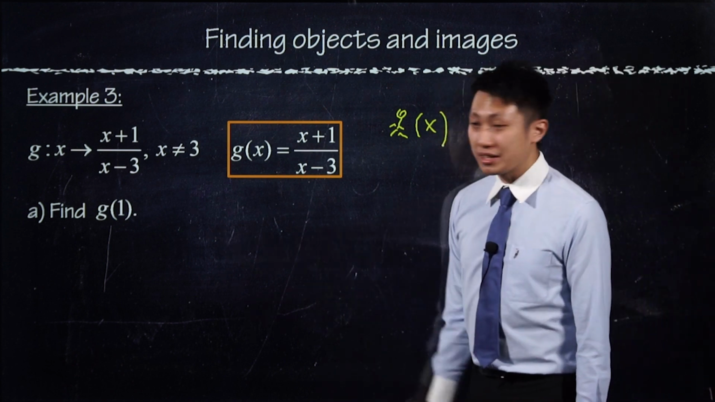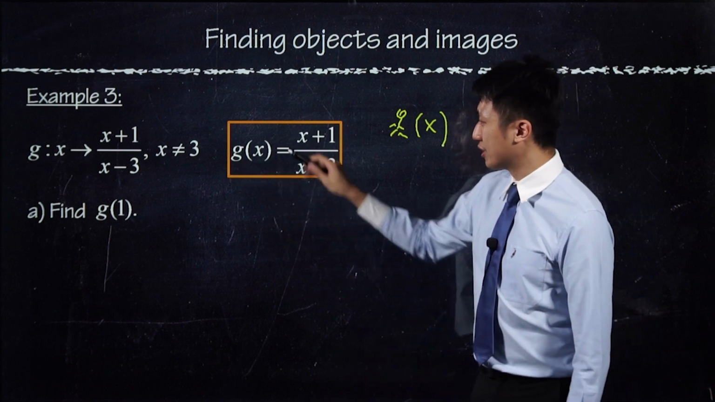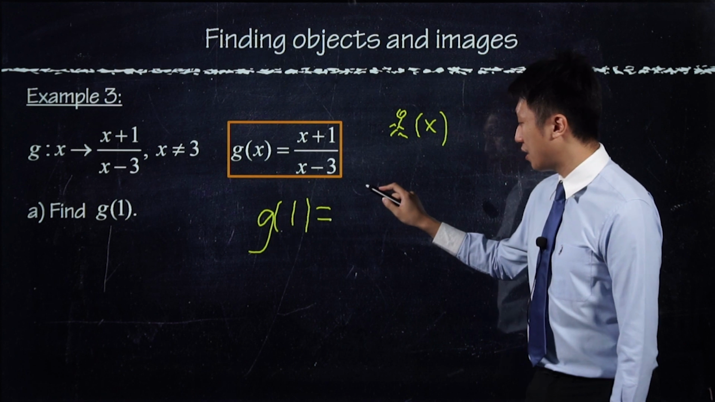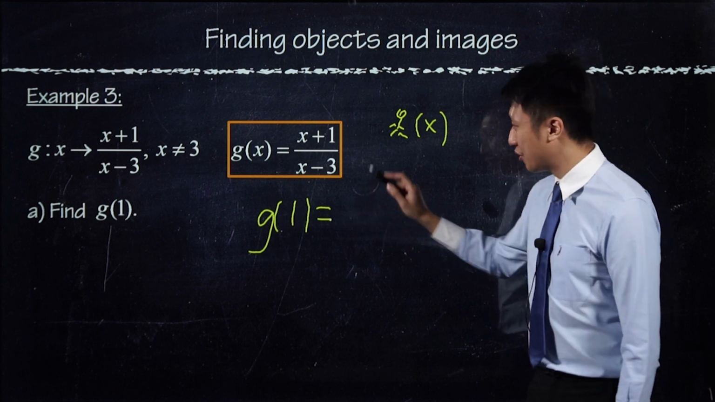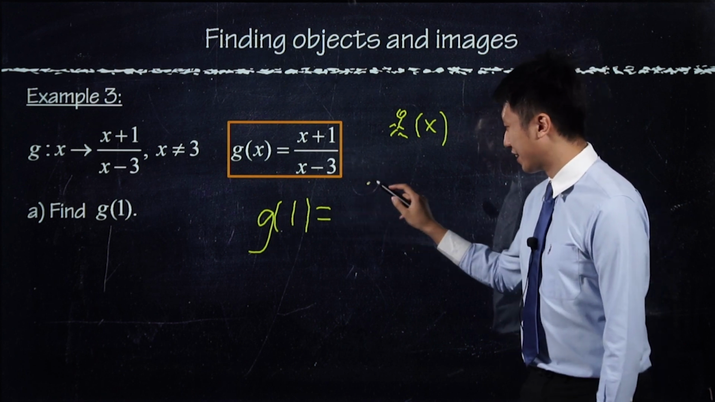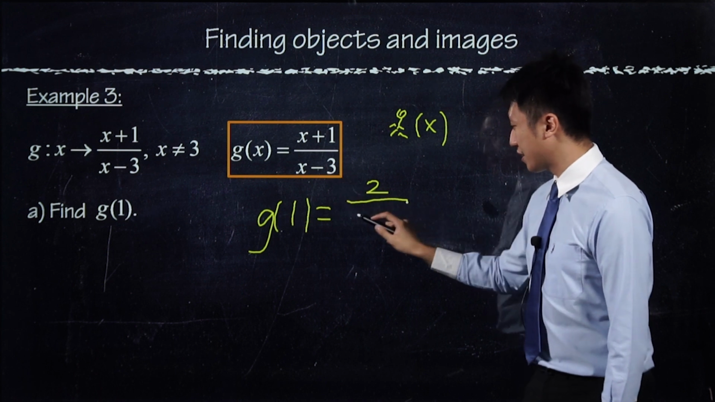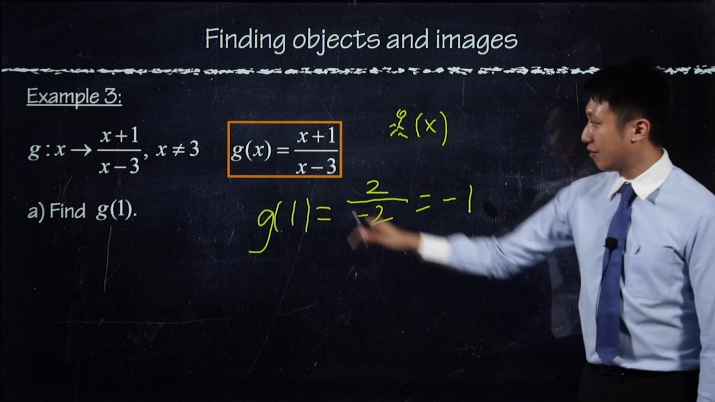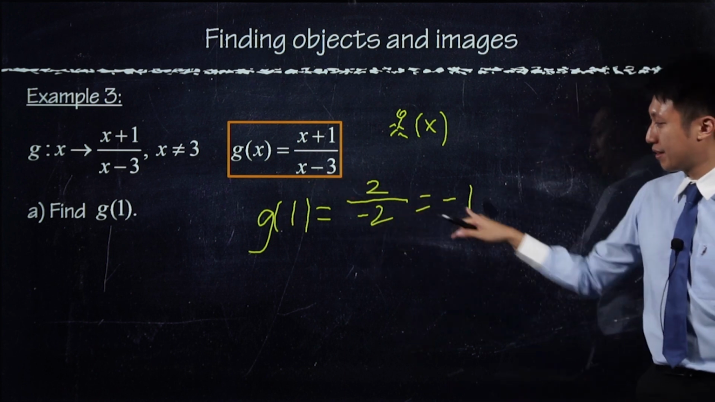Okay, so g(1), what is g(1)? You put 1 here, so g(1) is equal to 1 plus 1. Should I do it slowly? No, I should do it fast because you have done it already. 2 over 1 minus 3, which is -2. Answer is -1. 1 minus 3 is -2, so 2 divided by -2 is -1.